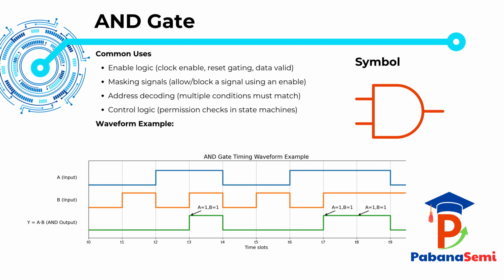Now, observe the waveform example at the bottom. We have inputs A and B changing over time, and the output Y equals AB. Notice that the output goes high only during the time intervals when A is 1 and B is 1 at the same time. In every other interval, when either A or B is 0, the output stays low. So, the waveform clearly reinforces the rule. The AND output becomes high only when all inputs are high simultaneously. This is exactly why AND gates are so useful for enabling and qualifying operations in digital circuits.